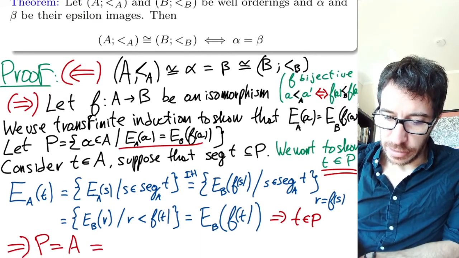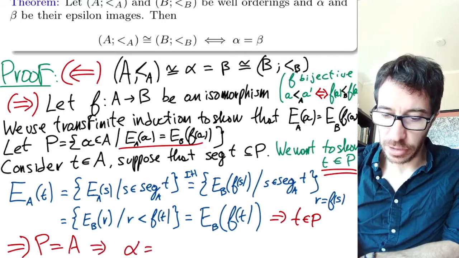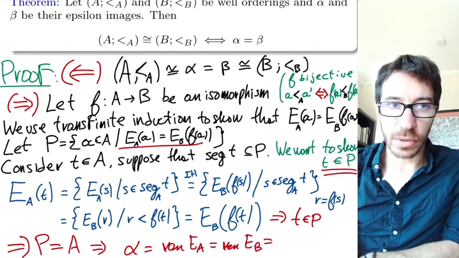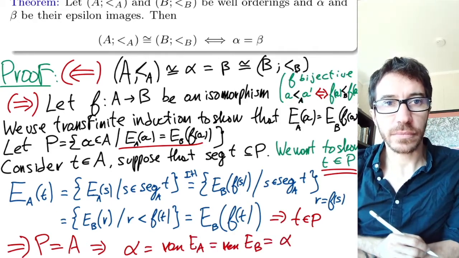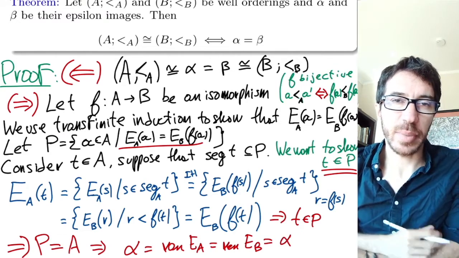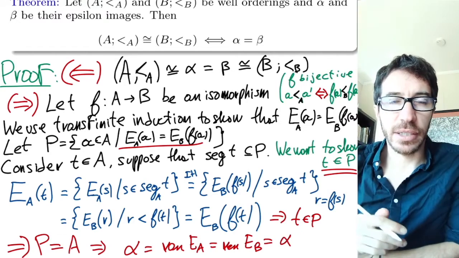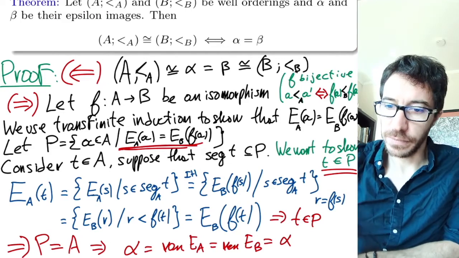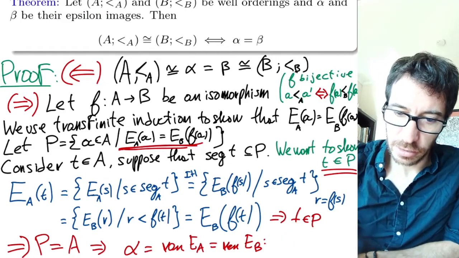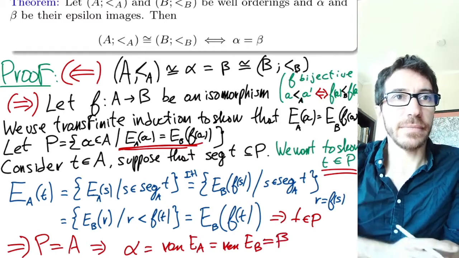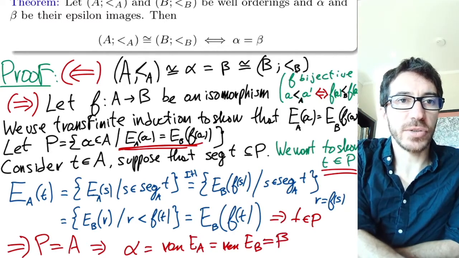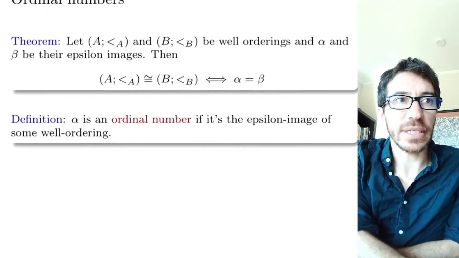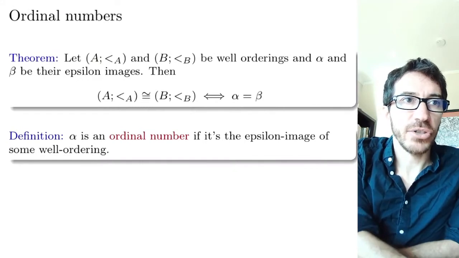And therefore, we get that alpha, which is the range of EA, is equal to the range of EB, which is equal to beta. Right, because EA is essentially the same as EB. They give you the same image. The ranges are the same because that's what we had just proved. Sorry, I meant here beta. Okay, so we got that two well-orderings are isomorphic if and only if their epsilon images are equal as objects. So that's exactly what we want, right?